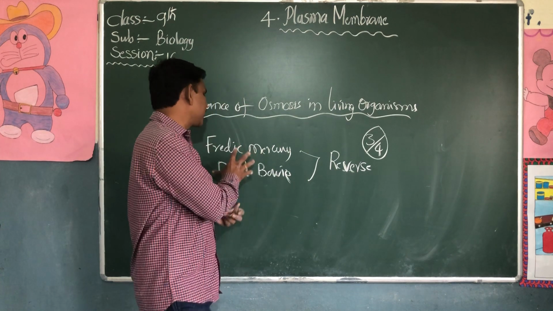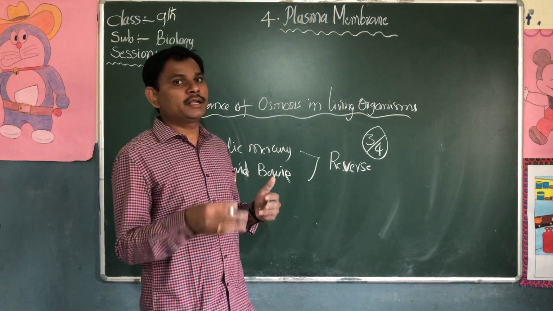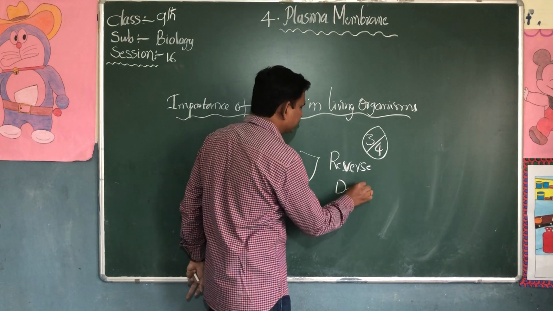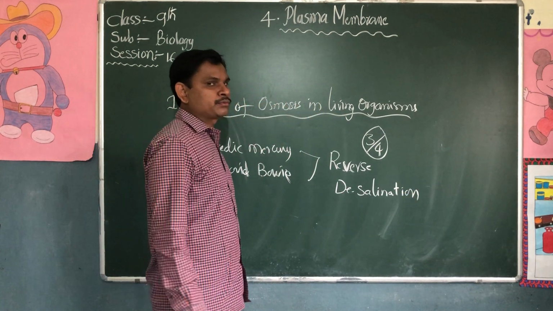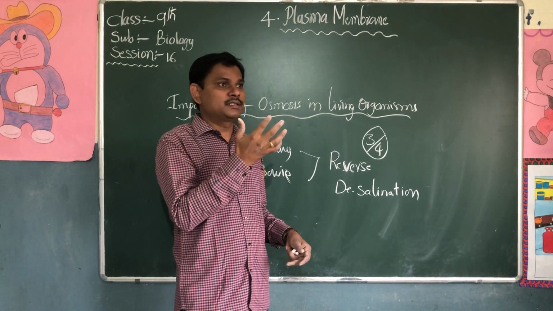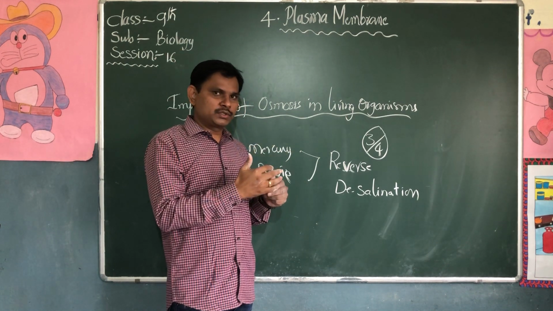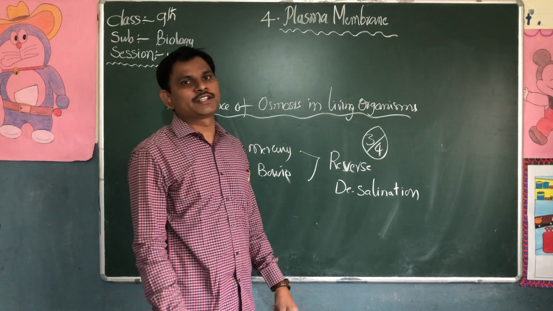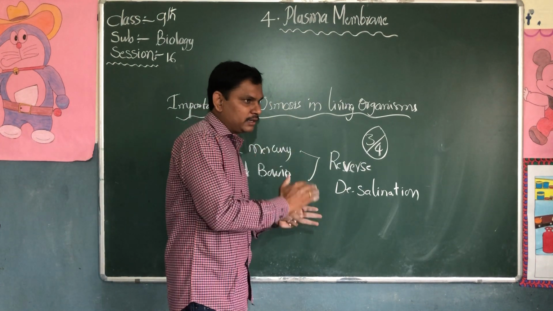But these two scientists, Frederick Mercury and David Bowie, separated the salt water into fresh water by desalination. Using some instruments, applying some pressure on the salt water, what happens? When pressure is applied on the salt water, the water from the high concentration of salt moves to the low concentration of fresh water. By applying some pressure, they separated salt and fresh water.